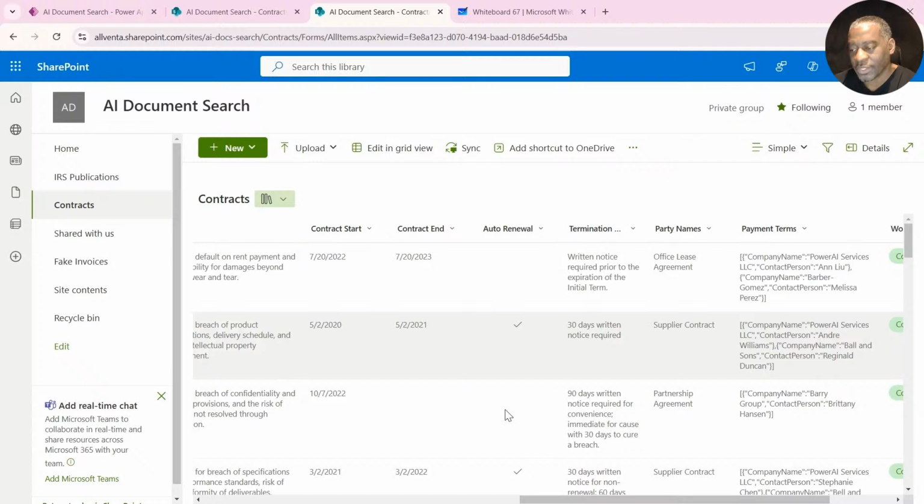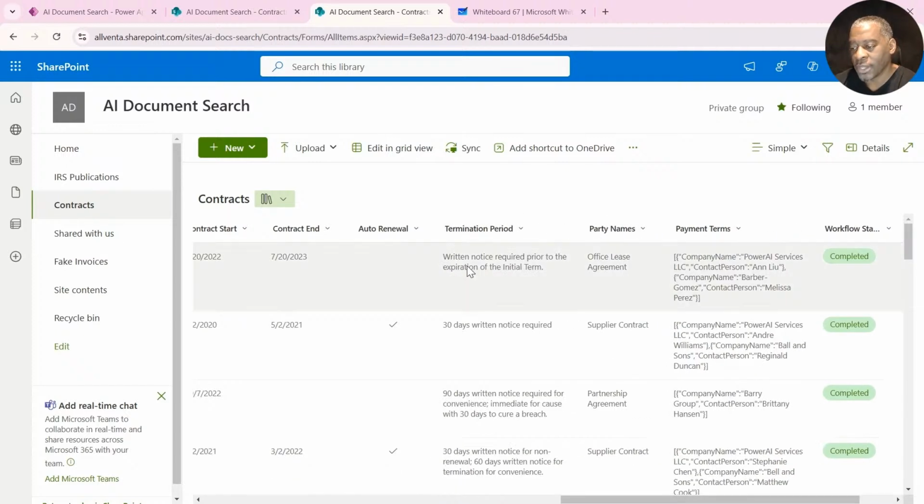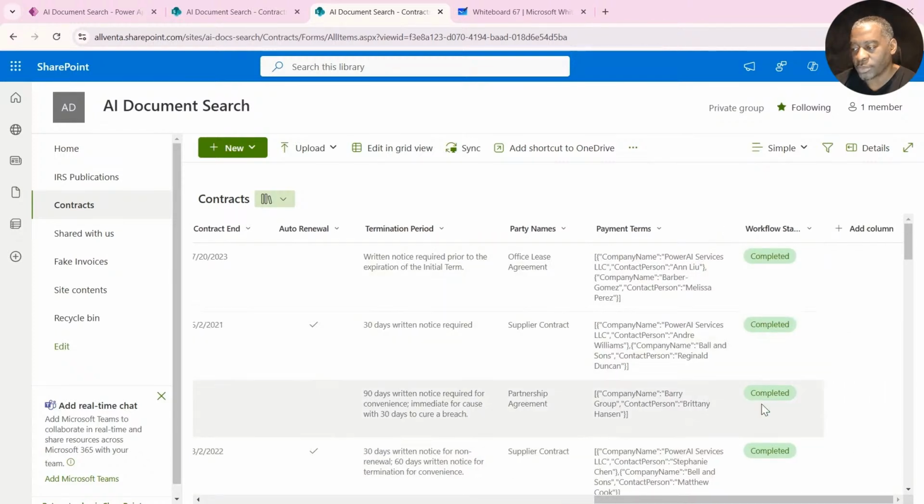And again, these are the things that, if you build a process where you stay on top of the contracts, can save you tons of money on the bottom line. The termination period: what is needed to terminate this contract? So again, have that auto renew flag, and if you don't terminate within 30 days of a written notice, within 30 days of the last date of that contract period, this is where you get into a situation where it auto renews. And then it talks about the party names and then the party terms, and so forth.